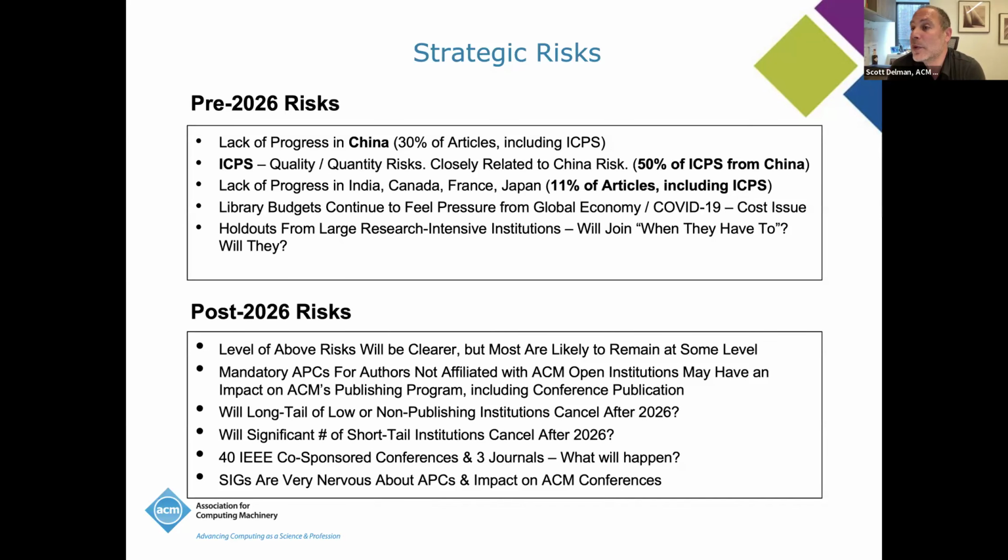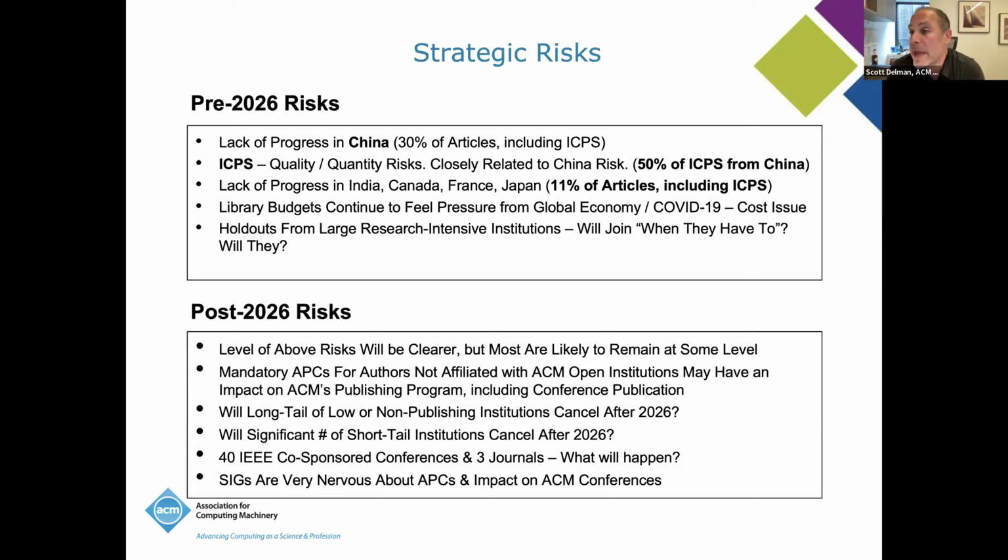They're waiting to see what the mandates are, whether there will be money available, what guidance there is from the government. Why is that an enormous risk for ACM? Because as of 2023, China represented 30% of what ACM publishes every year. It outpaced the United States, which is the second largest by publishing volume, in 2021 and continues to grow.